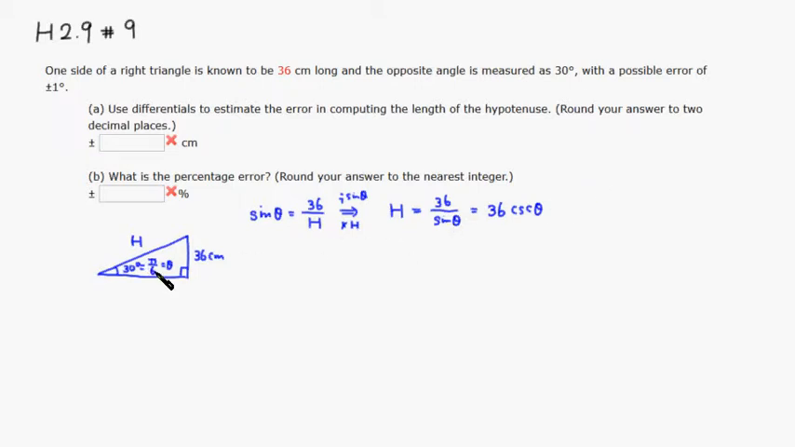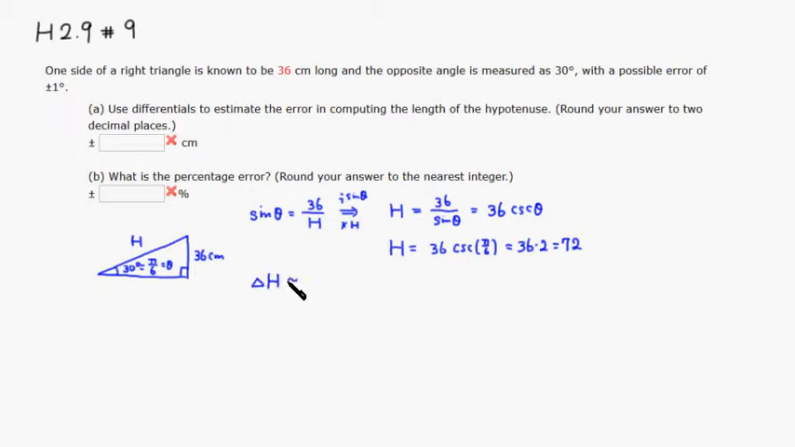If you plug in pi over 6, h is equal to 36 times cosecant of pi over 6. Sine of pi over 6 is 1/2, so the reciprocal is 2. So it's 36 times 2, which would be 72. Then we want to find the error in the length of the hypotenuse, so we're looking for delta h.